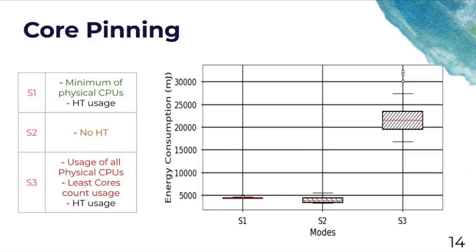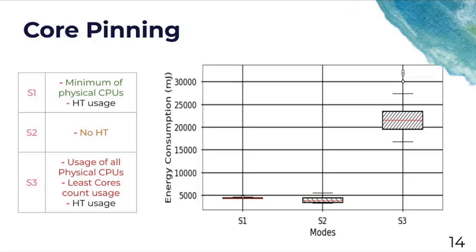The third strategy, S3, aims at using each of the 2 sockets at half of their capabilities. Thus, we use 16 processing units on each socket while using only half of the physical cores.